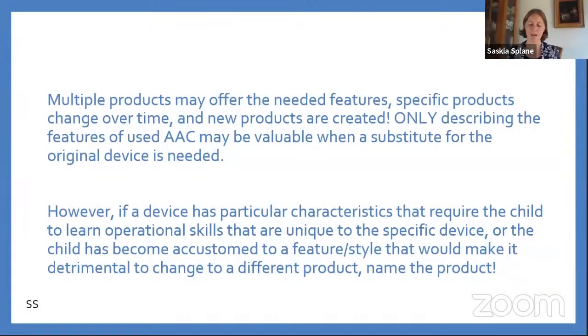Why is it successful for them? Descriptive language is necessary no matter if you're listing the name of the device or not. You need to know the specific features that the student finds useful in order to get a substitute if needed, if the original system is unavailable for whatever reason. And this is why we only list it in the present levels, because if we list it anywhere else, we might run into problems.